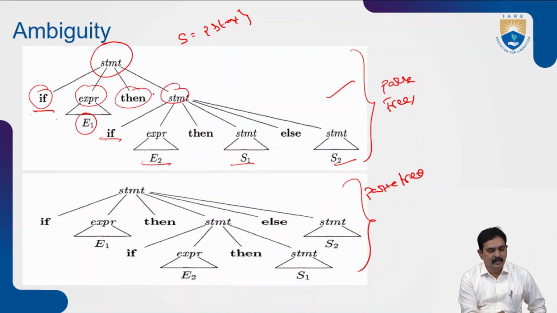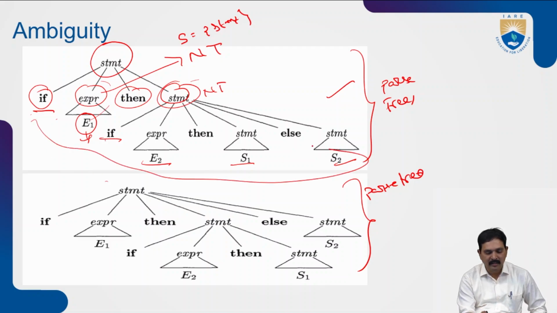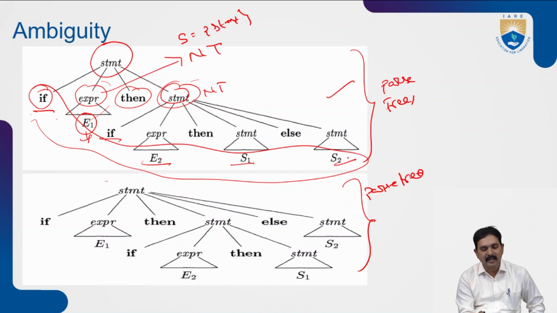Next, this becomes a non-terminal, and this becomes a non-terminal. You are going to expand this expression only, and it becomes E1. Then again we have to expand. The next one is a non-terminal, another non-terminal, so two non-terminals here. It's a leftmost non-terminal, and another leftmost non-terminal. Finally I am obtaining the string: if E1, if E2, then S1, else S2.